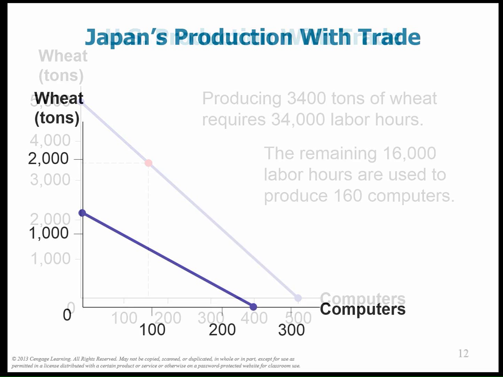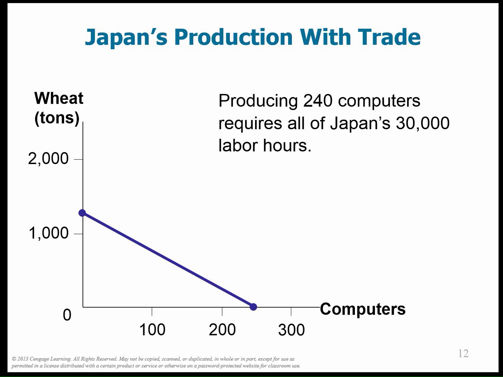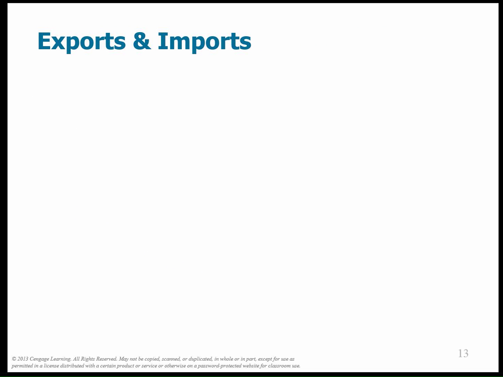They haven't traded yet, but they're about to trade. Japan, remember, they were going to make 240 computers. That's this point right here. They make all computers and no wheat. They haven't traded yet, because you might be thinking, well, what are the Japanese people going to eat if not wheat? They haven't traded yet. They will trade here in a second, okay?